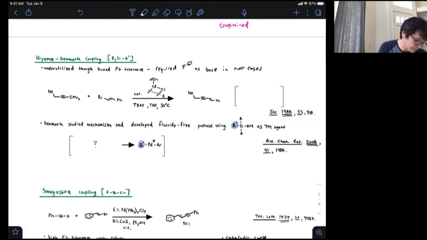So here's an example of this chemistry in action, tolerating free alcohols and proceeding. We already covered this in the previous POD, so I'll just draw this. Proceeding through this activated eight complex.